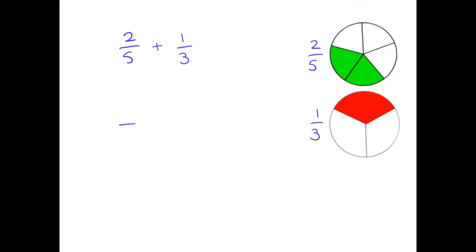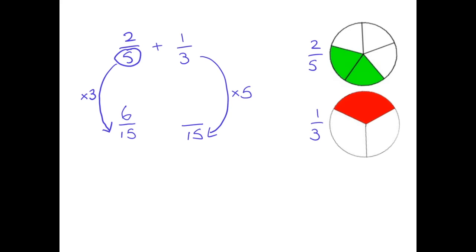So I'm going to rewrite my fractions as 15ths. And the way I do that is by thinking, what has 5 been multiplied by to get 15? It's 3, so I've got to multiply the numerator by 3 as well. 2 times 3 equals 6. For my other fraction, I think, what has 3 been multiplied by to get 15? It's 5, so I've got to multiply the numerator by 5 as well. 1 times 5 equals 5.